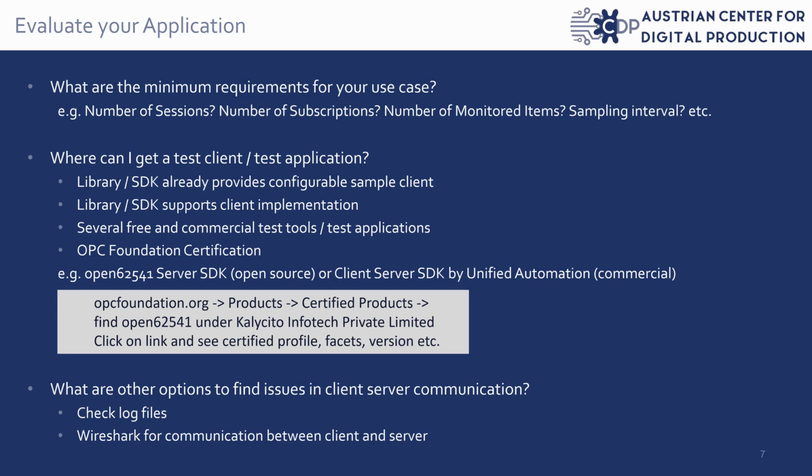If you want to check whether an SDK is certified or not, you can either check their own documentation or their own Git repository, or you could go to opcfoundation.org, go to products, certified products, and browse the list. For example, if you want to check whether the open62541 SDK has been certified, you can look for the entry for the company name Kalycito Infotech Private Limited. When you click on the SDK, you can see further details, such as the certified profile, facets, and the version of the SDK, among other important information.